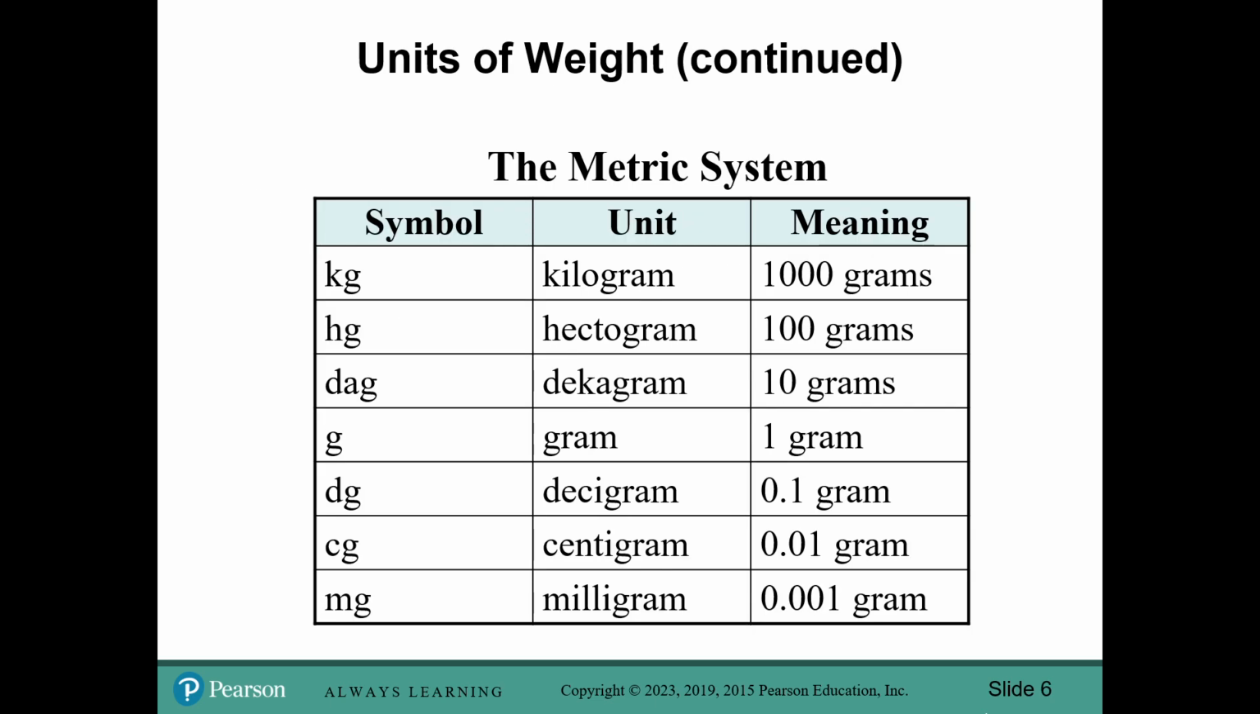Versus the metric system. Once again, with the metric system, we're sticking with the same prefixes here. We have kilogram, hectogram, decagram, base unit of gram, decigram, centigram, and milligram. Along with the same meanings they've had before, ranging from 1,000 grams to 100 grams to 10 grams to 1 gram to 0.1 gram to 0.01 gram to 0.001 gram respectively for kilo through milli.